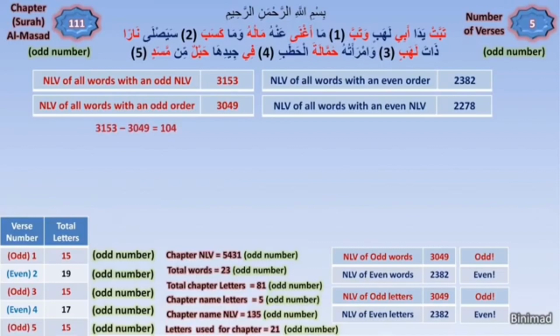Amazingly, we again get this relationship when we take 2,382, i.e. the numerical value of all even words, and subtract 2,278, i.e. the total for all words with even numerical letter values, which again is 104. This again is astonishing. But why 104?